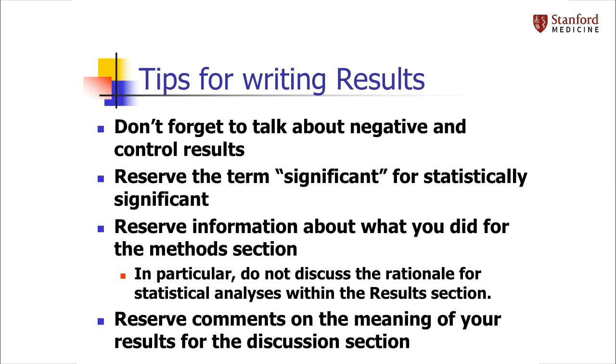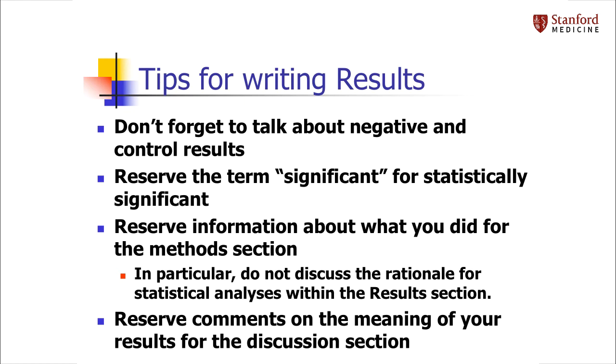Also, try not to mix results with methods. One thing I commonly see is that authors spend a lot of time justifying and explaining their statistical approach within the results section. They feel like they need to give the rationale for which models they ended up using. But this is confusing for the reader. The results section is about what you found, not what you did. So justify and explain the statistical approach within the methods section. Then in the results section, just tell the reader what those statistical models revealed.